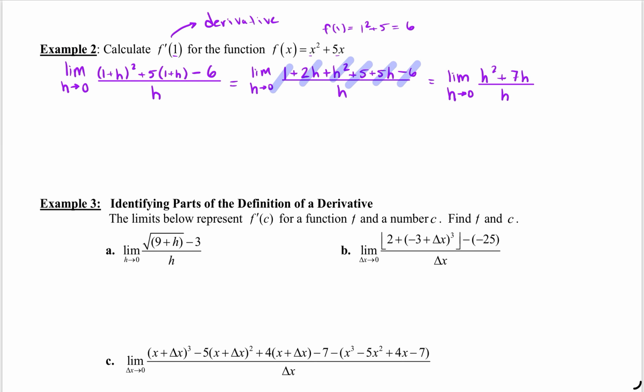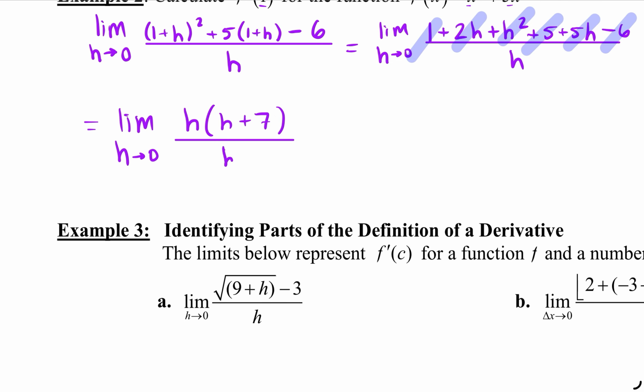I'm going to jump down here. Let's go the limit as h approaches 0. And on top, I can factor out an h. So h squared becomes h. 7h becomes 7. I put an h in front, and then I still got my h on the bottom. And now I can cancel out this h and this h, which will leave me with, I'm not going to write the last one. You can see it now, right?